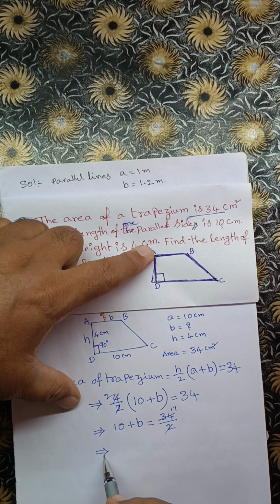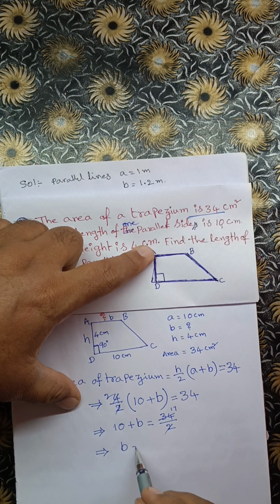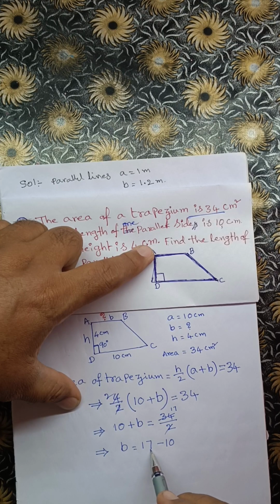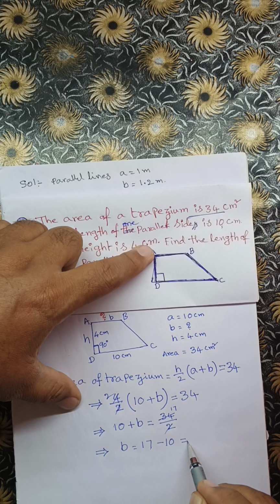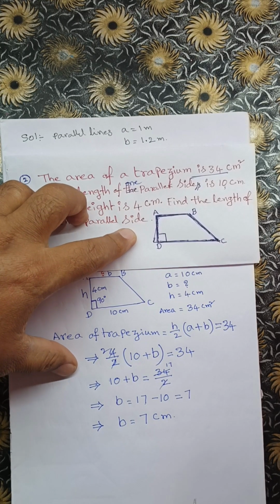Next, this 10 should transpose into RHS. Then b is equal to 17 minus 10. If the 10 transposes into RHS, then it will become minus 10. So, b is equal to 17 minus 10. That is equal to 7. Therefore, that implies b is equal to 7 centimeters.